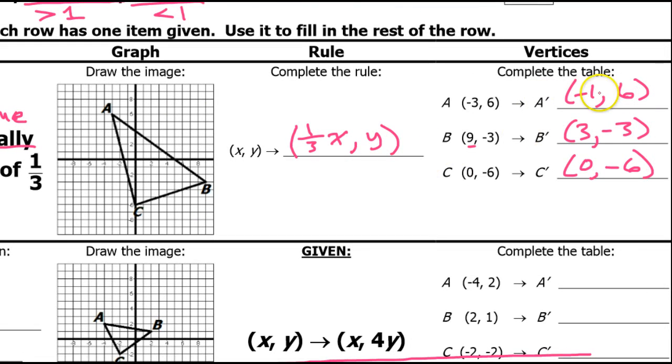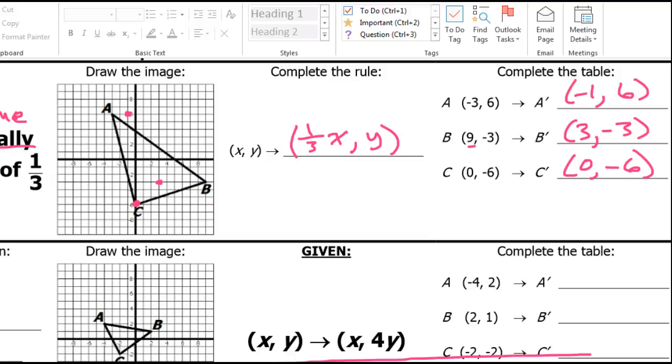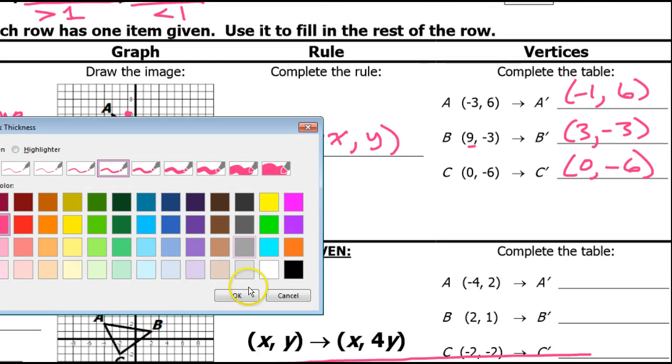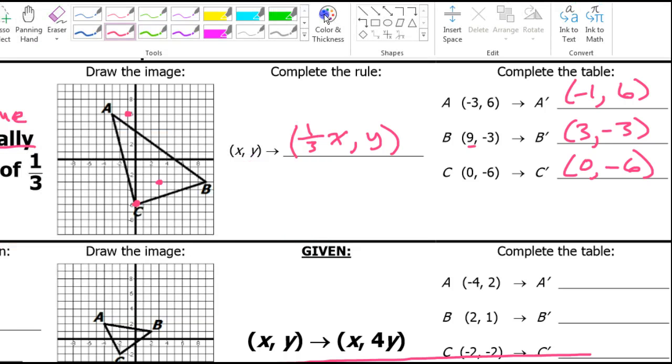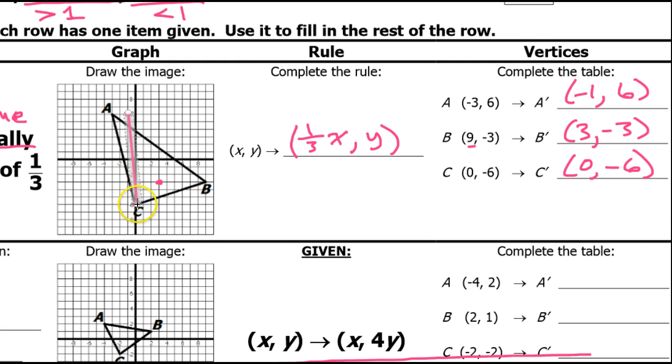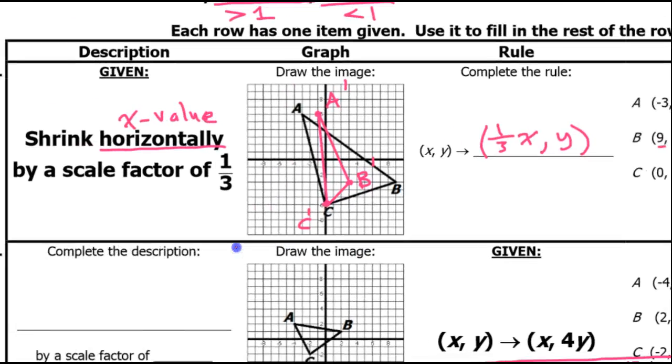So I'm just going to plot these points. So -1, 6 would be right here. All right. 3, -3 would be right here. 0, -6 would be right here. And now I'm just going to connect those points. And that's it. Don't forget to label. So this will be A prime and B prime and C prime. So that is how you do a horizontal shrink.